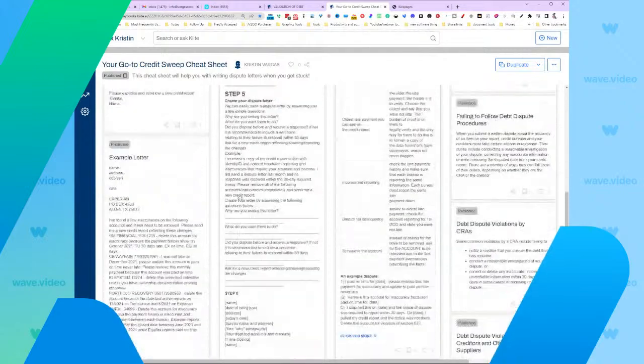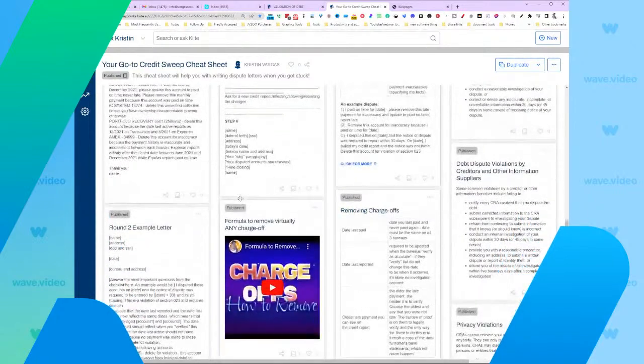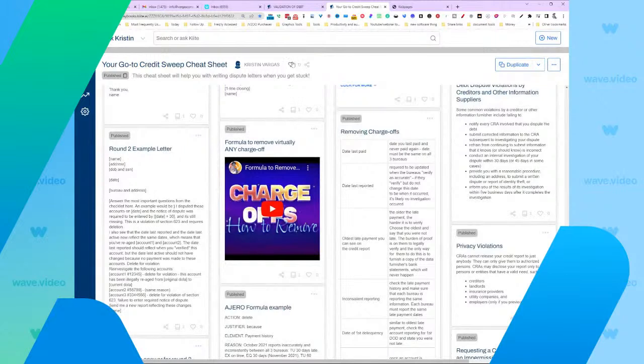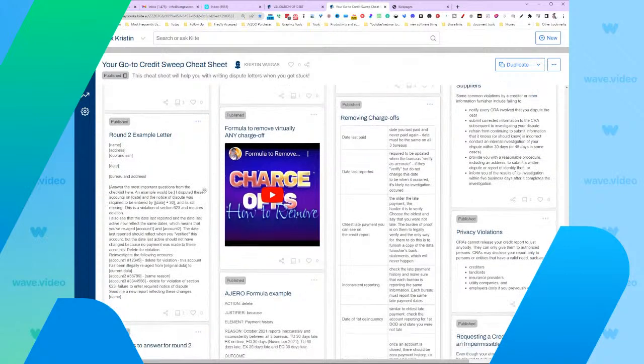If there were ever two things you would get from me, it's going to be these two things, because guess what? It literally covers everything. So if you want the secrets of the trade, the secrets for credit sweeps, the secrets for removing collections, then you are going to want to check these things out.